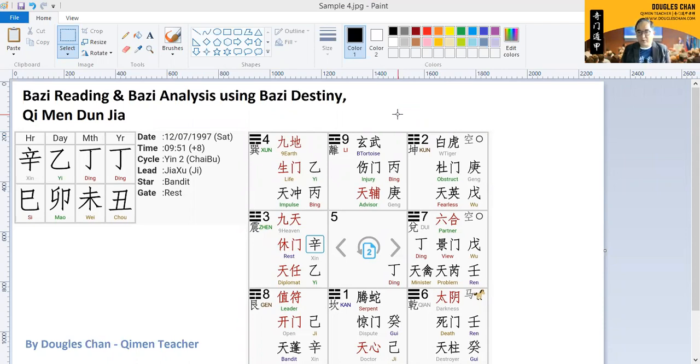Under this Bazi Destiny, today I'm going to share with you one case study related to this particular chart that I'm sharing with you. My name is Dougles. I'm actually the Qimeng teacher that specializes in Jia to teach people how to use Jia to change their life for the better. So today's case study I'm going to share with you is about this person who is born in 1997, this July on the 12th. So how do we read this chart?